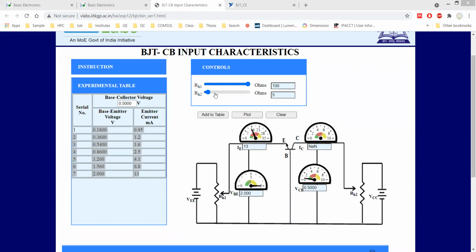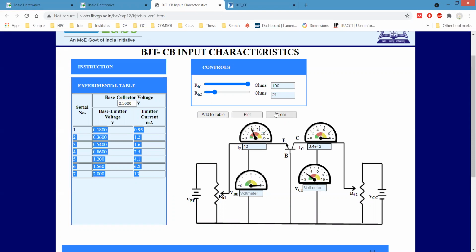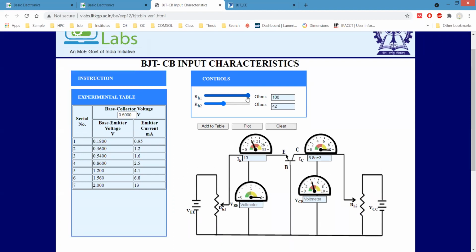Okay, now let's clear everything. Is there any problem? Okay, let me put it at 2 volt or something like that.